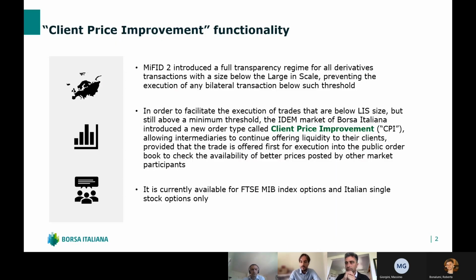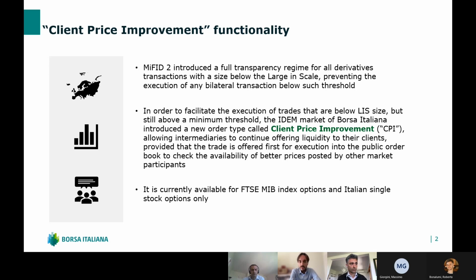So just to recap on the regulatory need, which is the trend behind what Michele was mentioning before. As probably most market practitioners know, MiFID II has introduced a full transparency regime for all derivatives transactions. Basically, what we are already used to for cash equities has been translated into the derivatives business, preventing the execution of bilateral transactions below the large-scale threshold. Clearly, this has posed some operational issues also to buy-side investors.